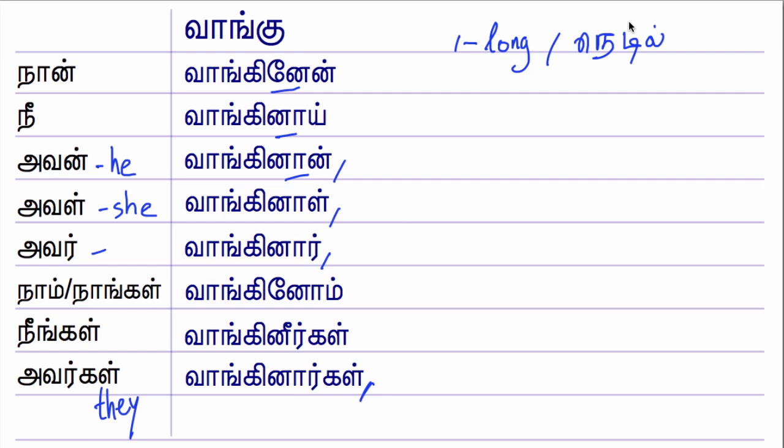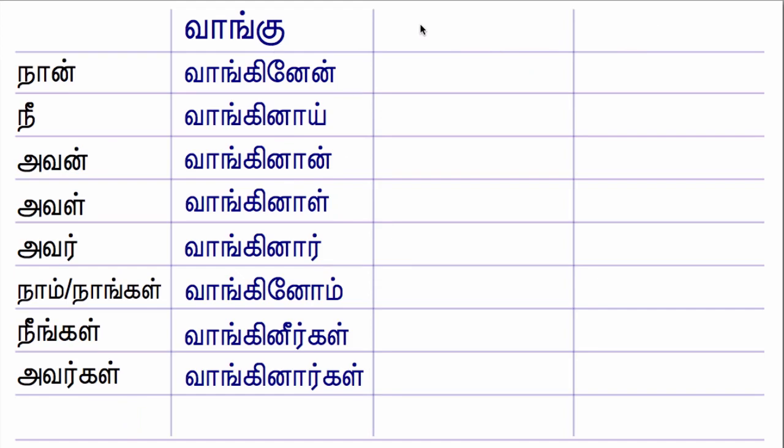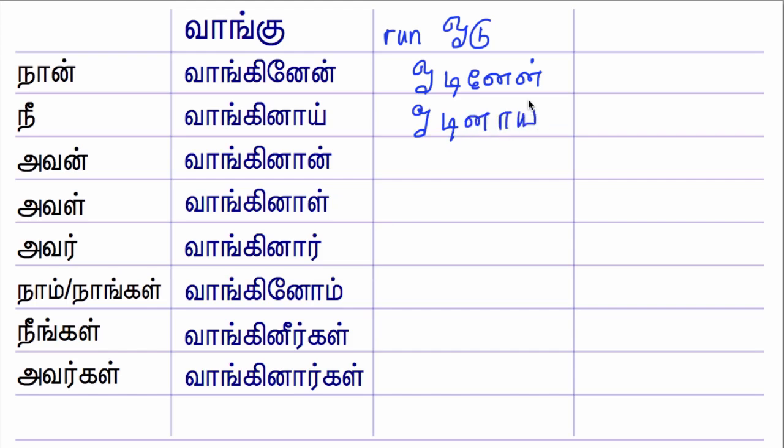Okay, so let's conjugate a few more verbs that are like vangu and see how that goes. Another verb that's like vangu is the verb for to run, which you may already know is odu. And if we want to say I ran, past tense, vangu became vanginen, odu becomes odinen. Nan odinen, I ran. You ran, past tense. Vangu for nee is vanginai, so odu for nee, nee odinai. Avan vanginan, avan odinan.